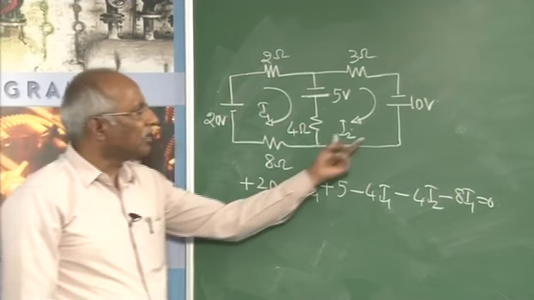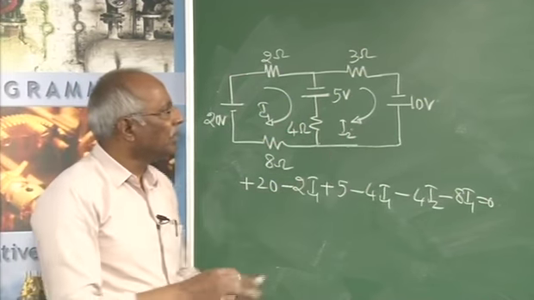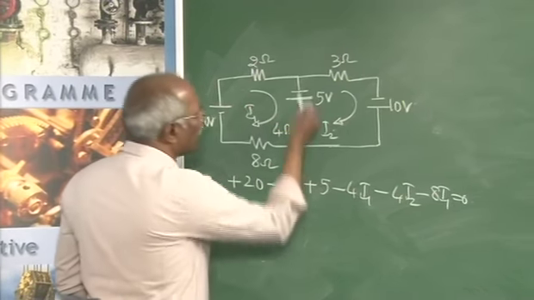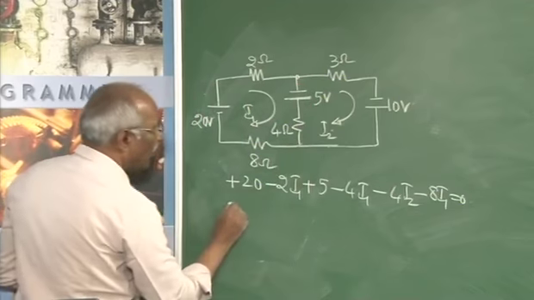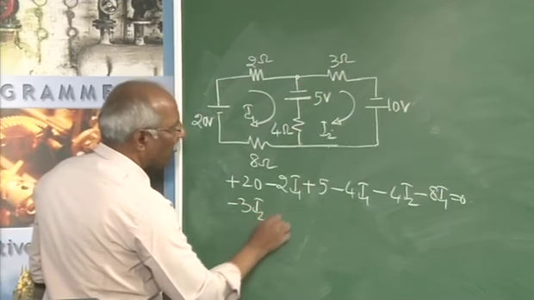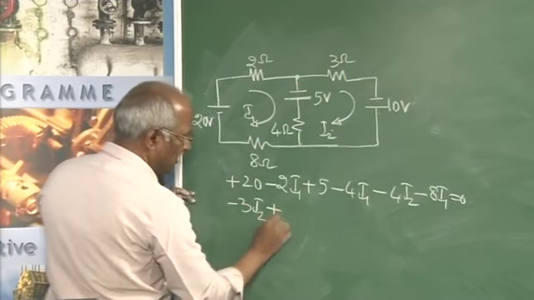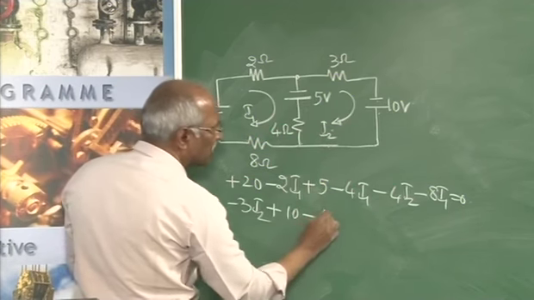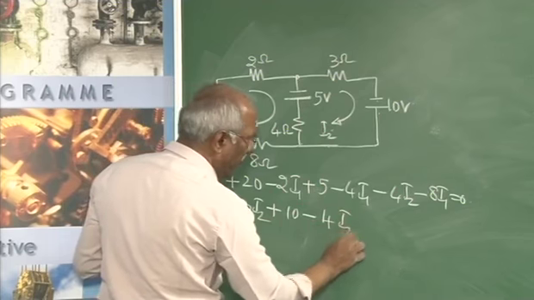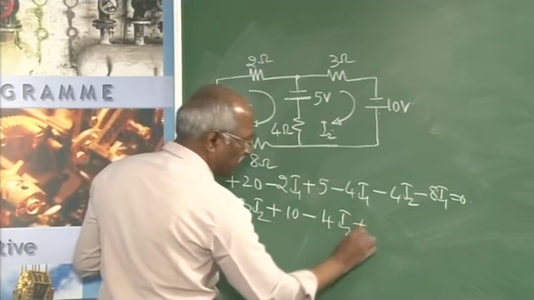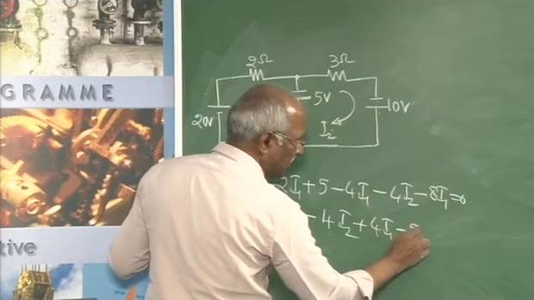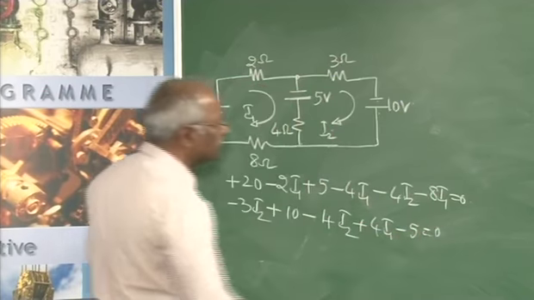When you go for the other equation, that's nothing but this one. Here, if I start from this point, it is minus 3I2, minus to plus, that is plus 10. As I go this way along I2, this is 4I2, and then plus 4I1, plus to minus, it is minus 5, equal to 0.